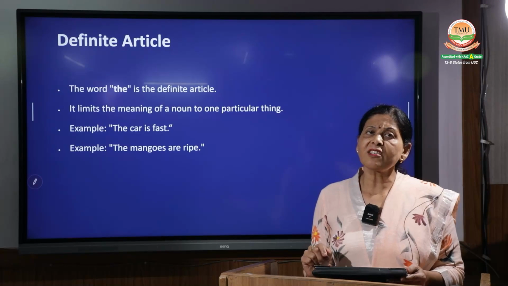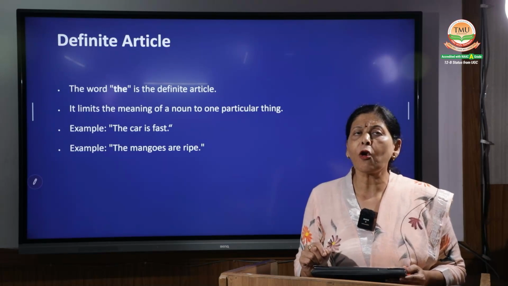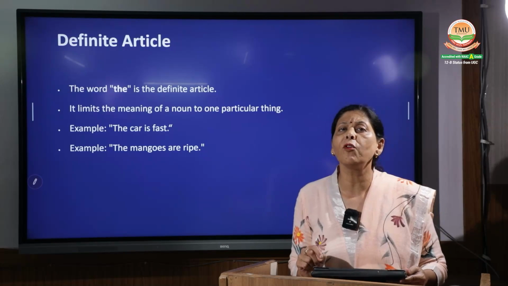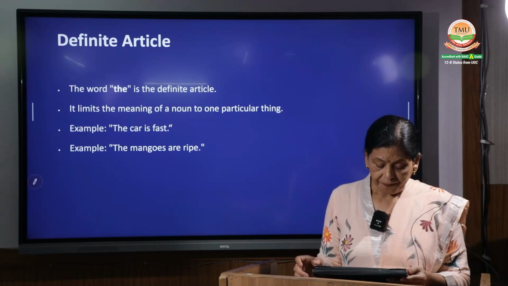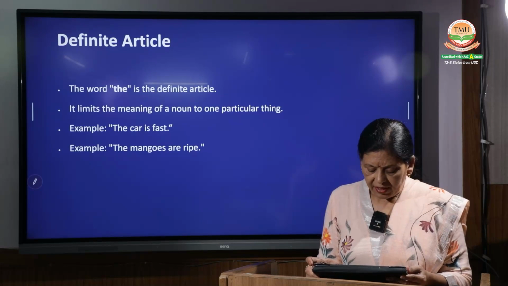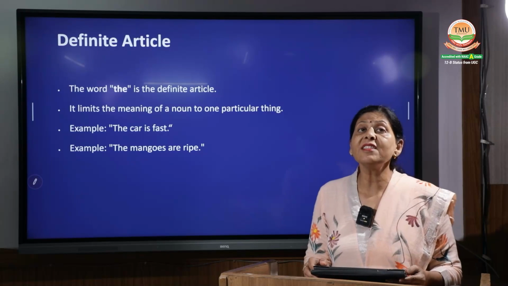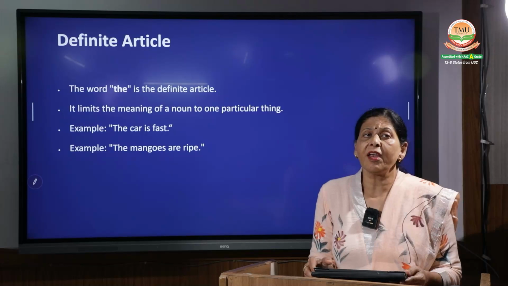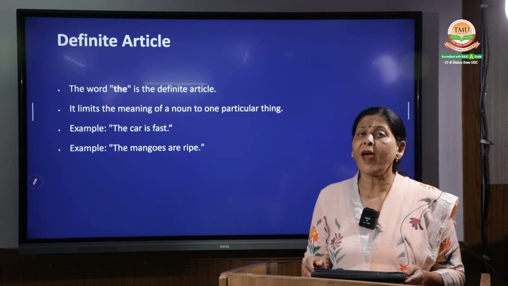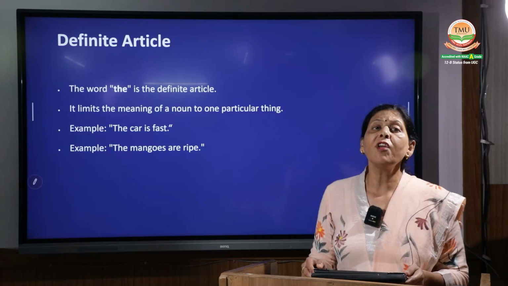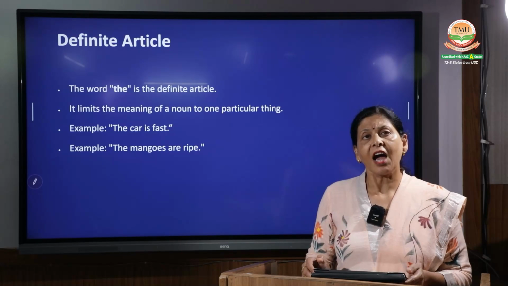The, as I just discussed a minute ago, is used to refer or point towards a particular thing, a specific thing. It is not just any. Example, the car is fast. That means maybe it is the car which we are driving. Maybe I am driving the car, and I tell my companion the car is fast, meaning we are going at a fast speed. So I am referring to the particular car in which I am sitting.